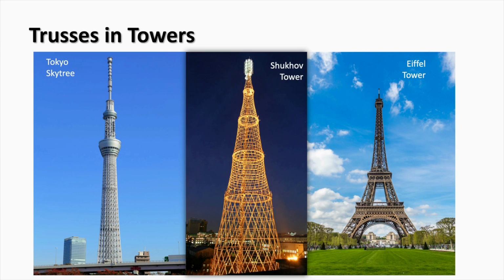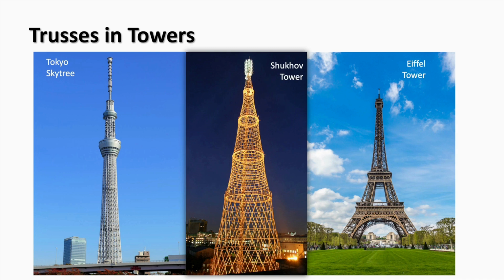The Shukov Tower in Moscow is a pioneering hyperboloid truss structure designed by Vladimir Shukov, which minimizes material use while maximizing strength. Its open lattice design reduces wind resistance, making it both an engineering marvel and an architectural icon.